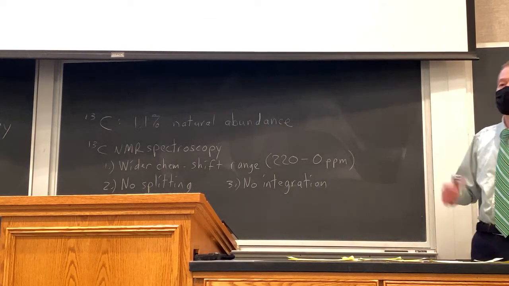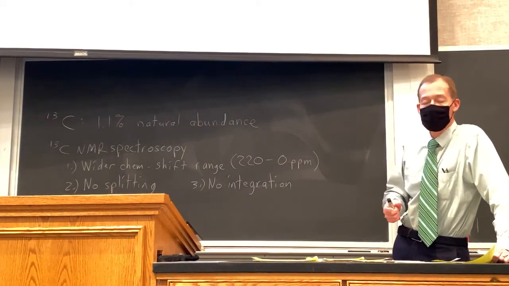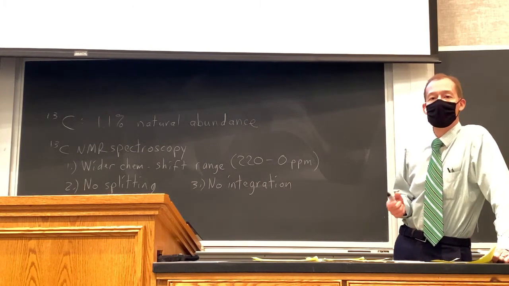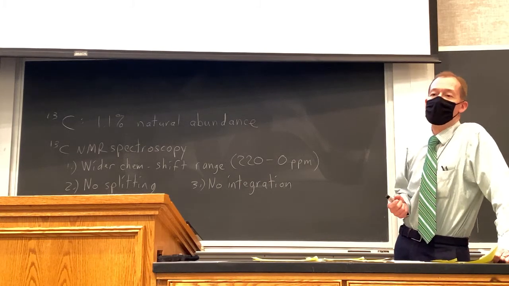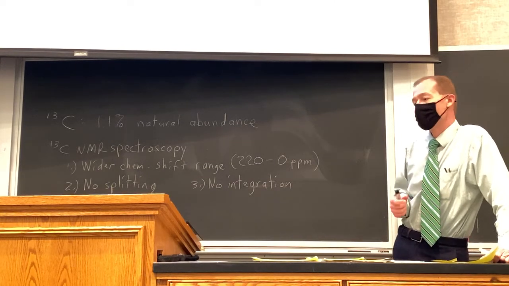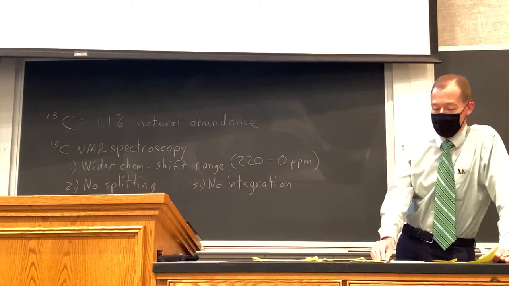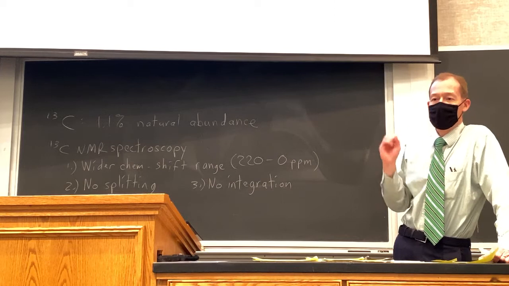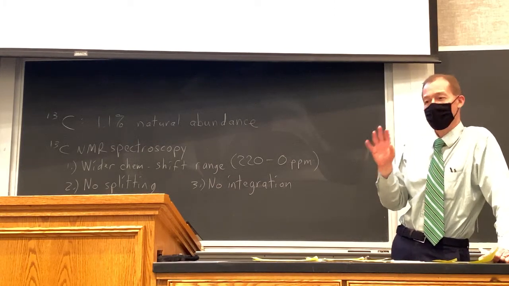So the intensities of the peaks in C13 NMR spectroscopy are not related to the number of carbons represented by those peaks. The reason for that is something that you would learn if you take Chem 455. The short version of the explanation is that the C13 nucleus takes a longer time to relax back to equilibrium after you pulse it with the radio frequency radiation.